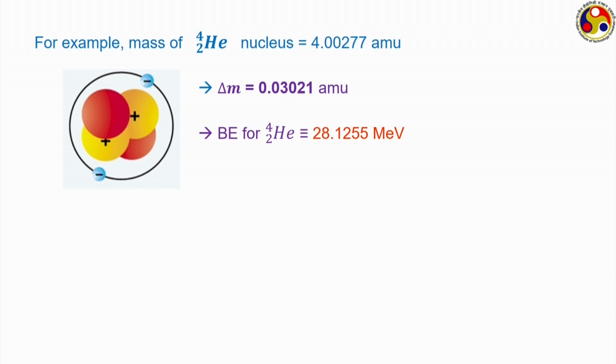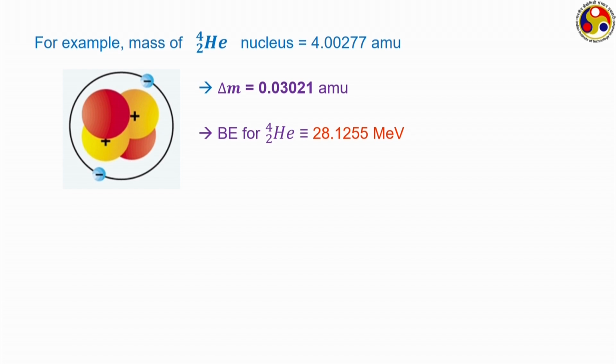That means, if we want to break apart one common helium isotope, we have to supply at least 28.1255 MeV of energy, and only then shall we be able to separate out these 4 nucleons.